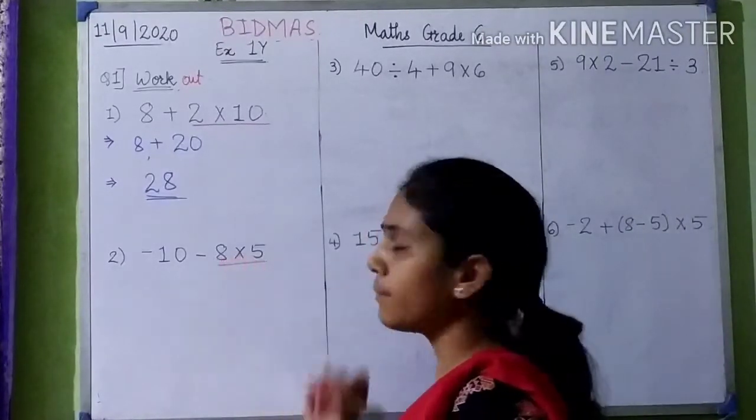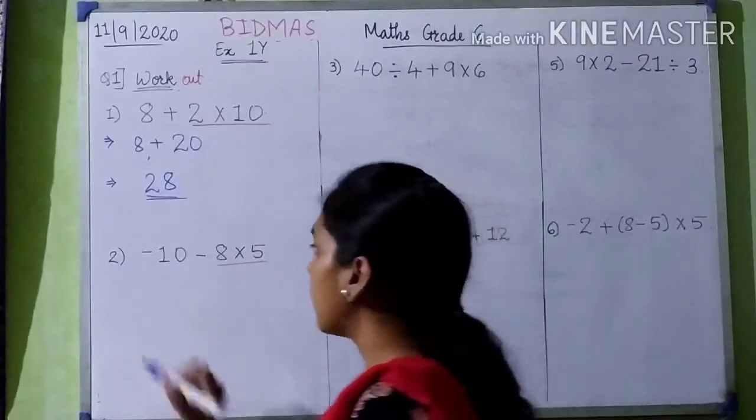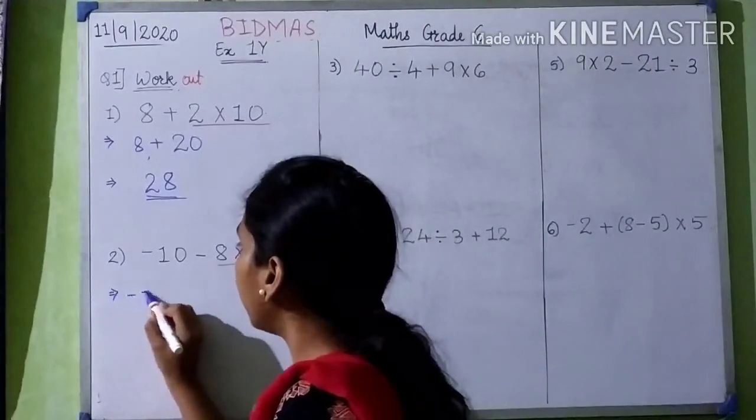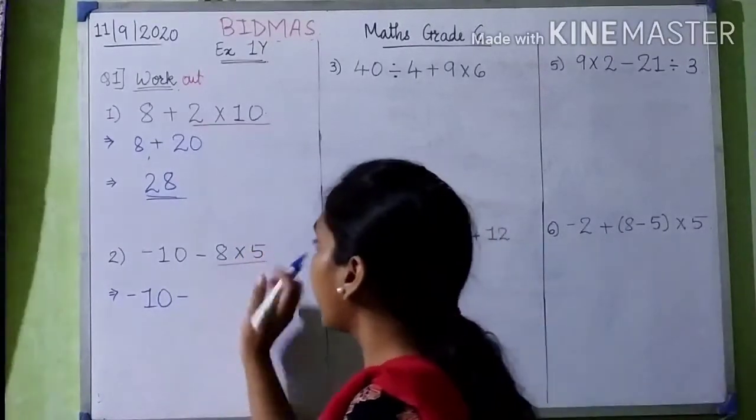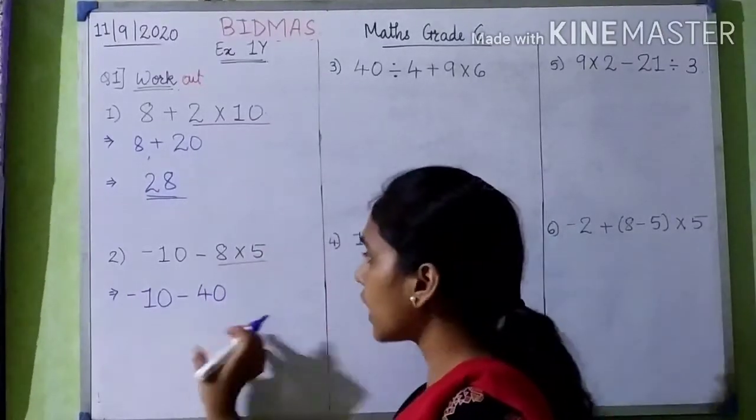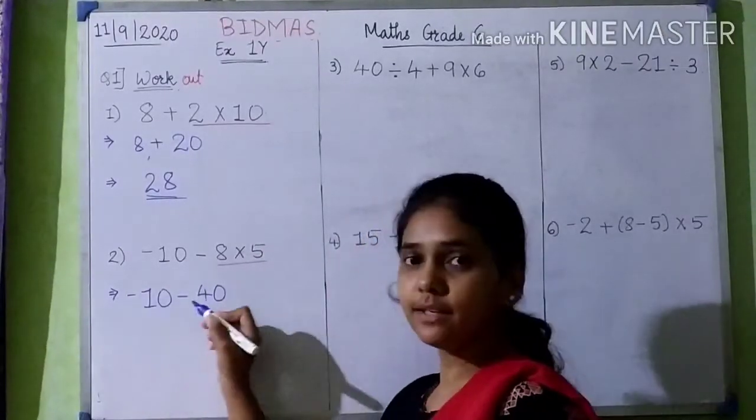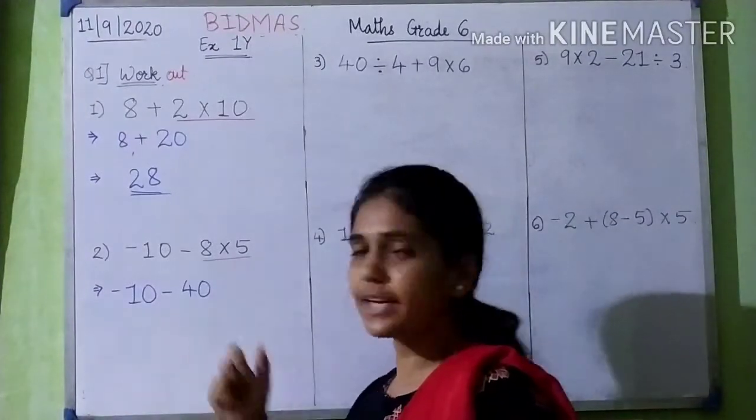So what is 8 multiplied by 5? Everything else we will keep as it is. So minus 10 minus remains as it is. 8 into 5 is 40. So now I have got minus 10 minus 40. Now we have to solve minus 10 minus 40.